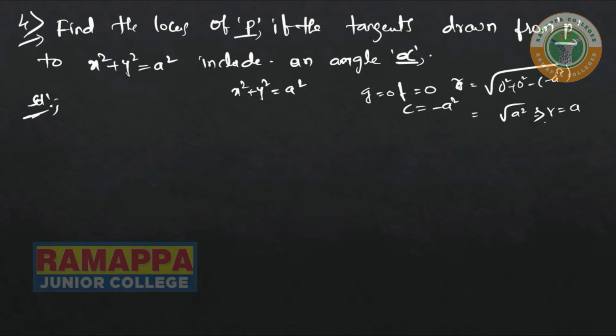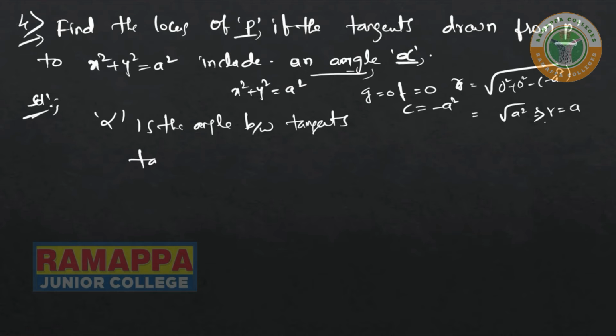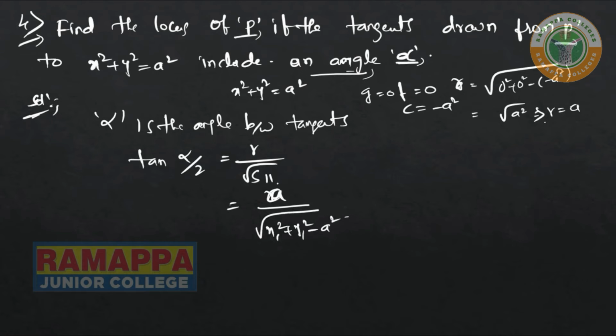If the tangents from P include an angle alpha, he is saying that the alpha is the angle between the tangents here. So tan alpha by 2 is equal to r divided by under root of s11. So s11, r is equal to how much we got? a divided by under root of x1 square plus y1 square minus a square. So this is tan alpha by 2 here.